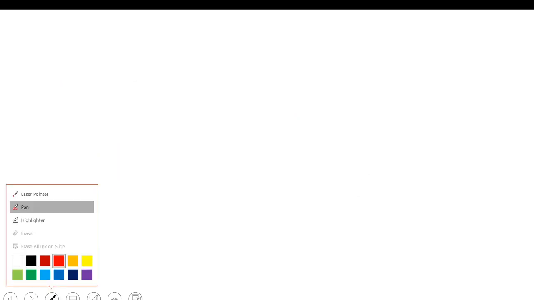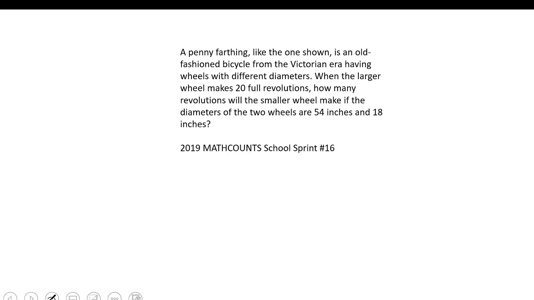However, today's angle chasing problems, considering what we've learned today, should be a little bit easier for you to catch on. Let's get started with the problems. It turns out the 2019 MathCounts School Sprint had a lot of great geometry problems. So let's get started. This one's more of a logic one, but we'll still go with it.